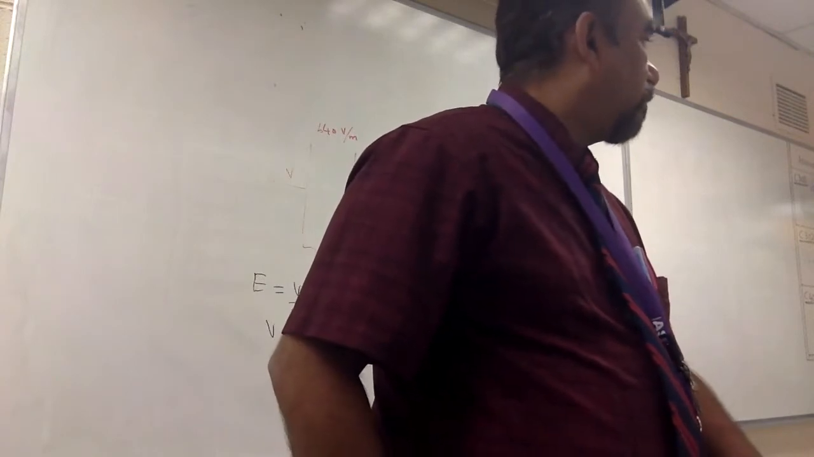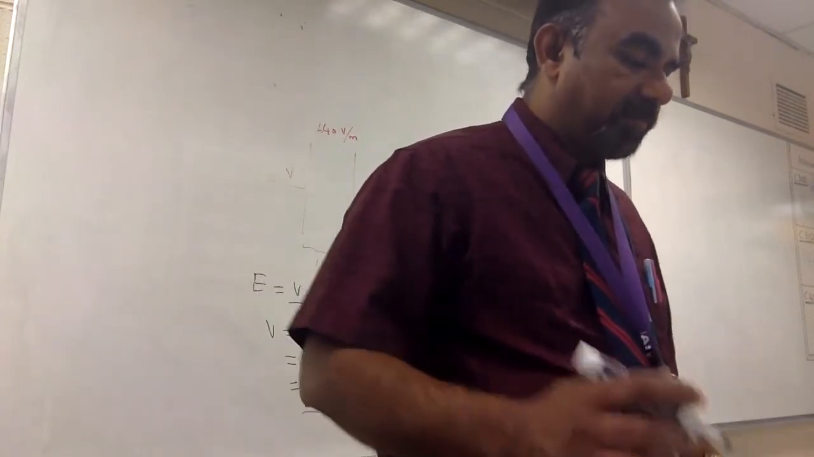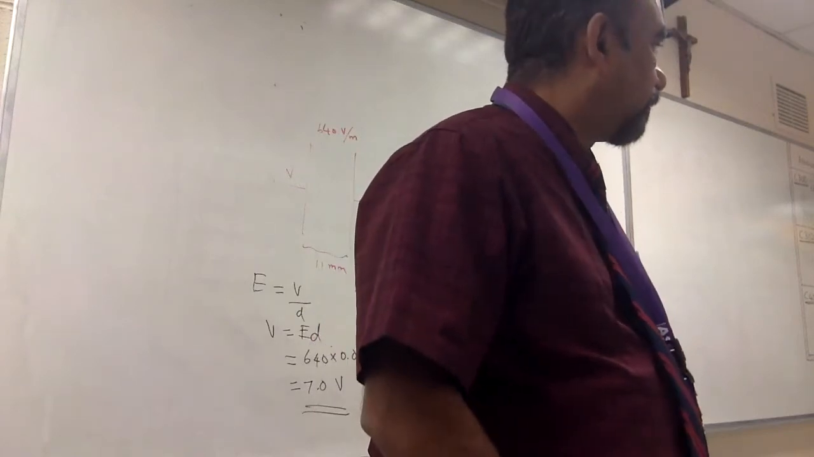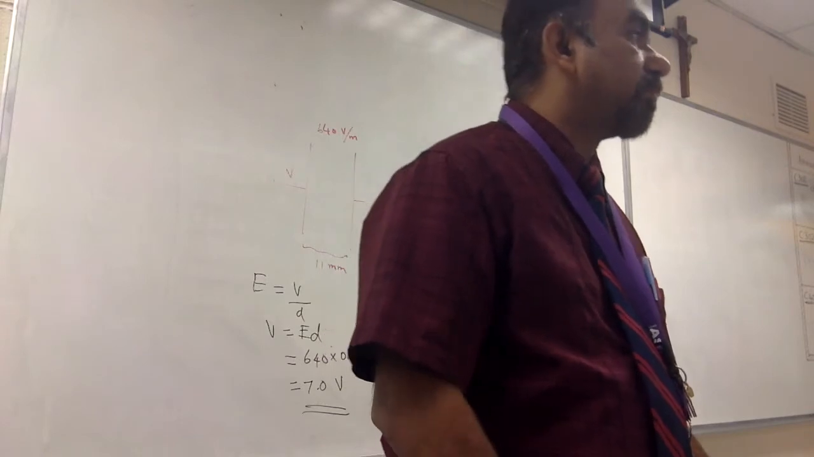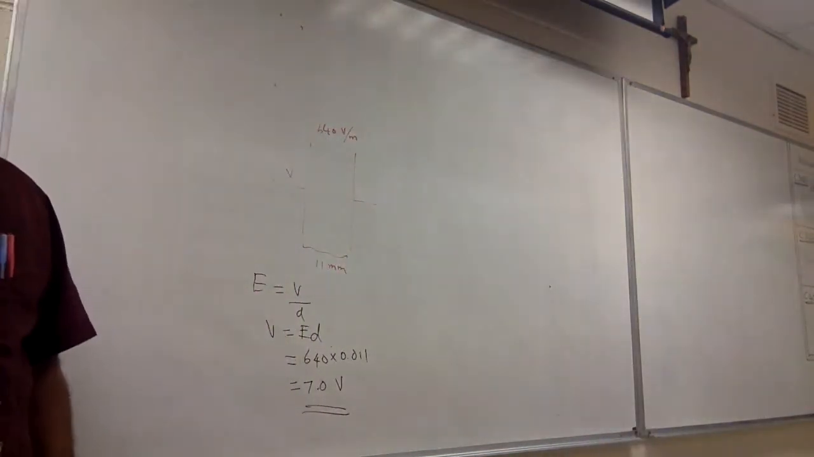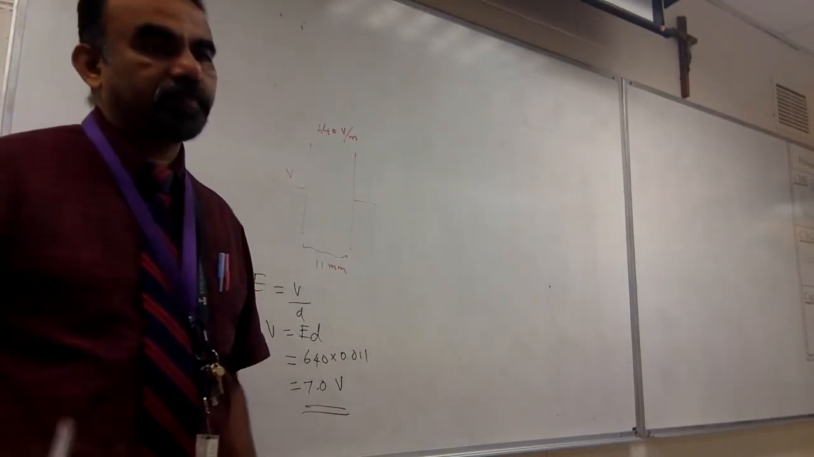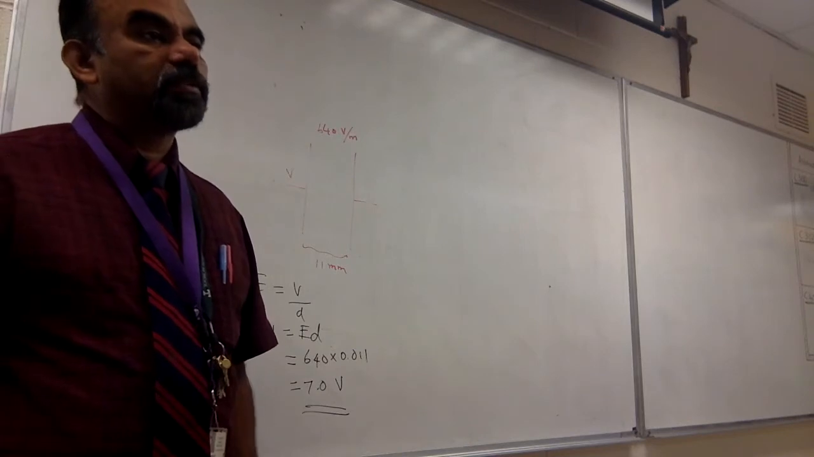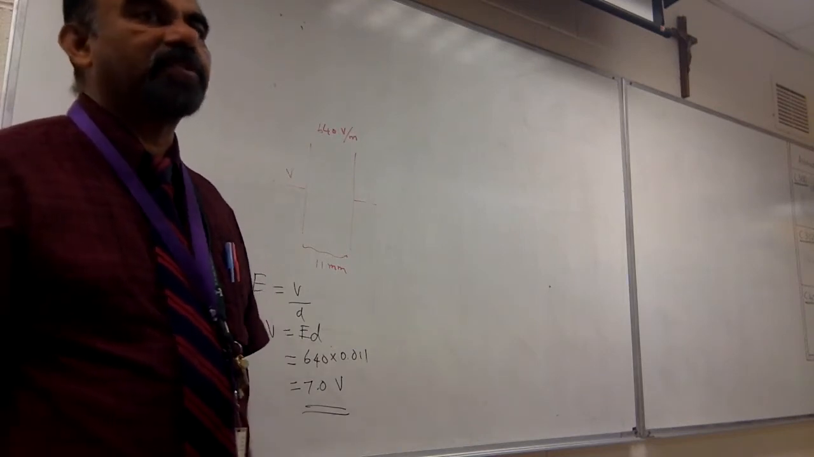What will be the speed of a proton when accelerated by a potential difference of 500 volts? What's the speed of a proton that is accelerated by a potential difference of 500 volts?